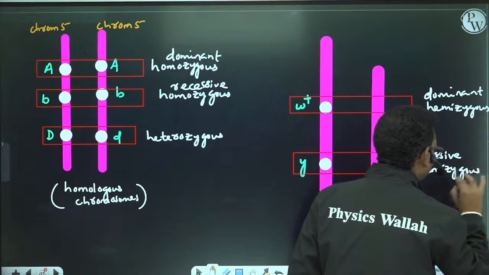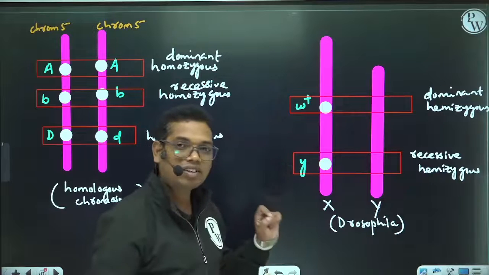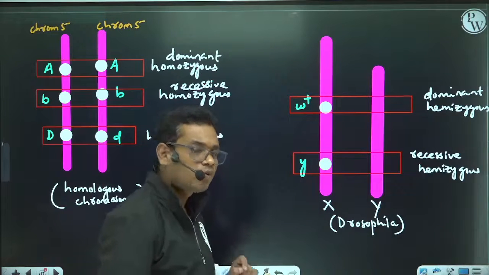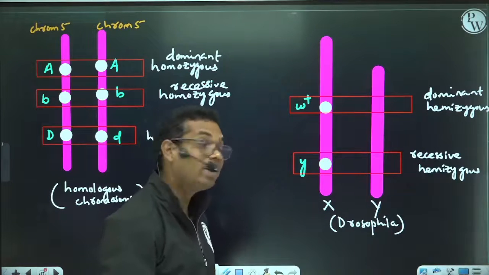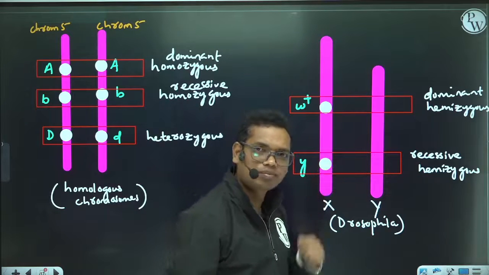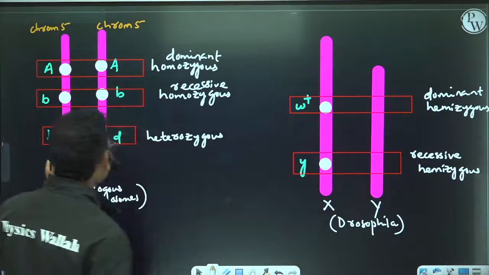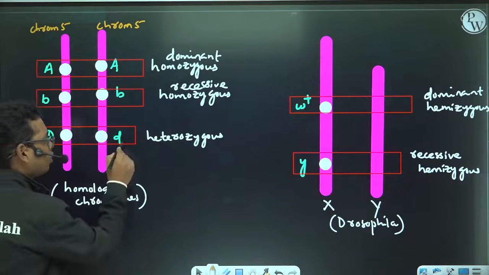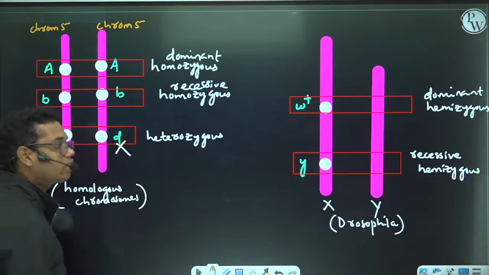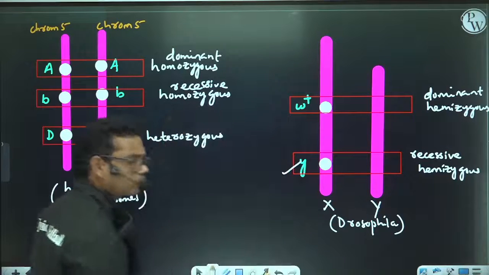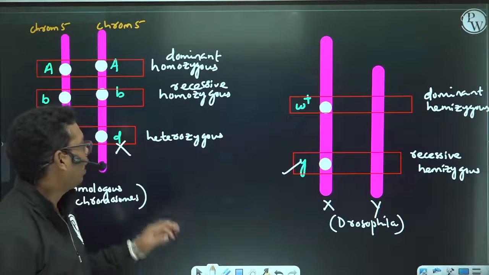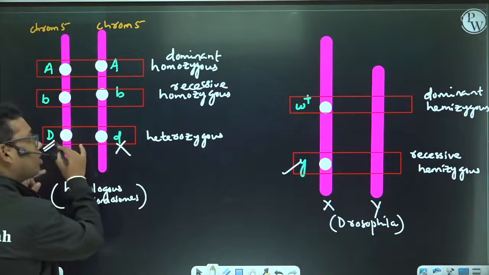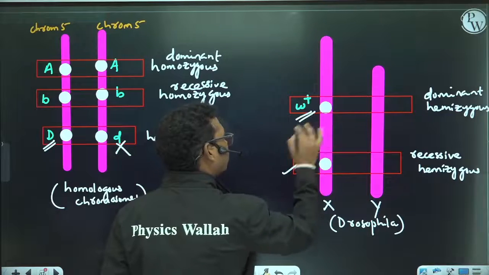When the recessive allele is present in hemizygous condition, it will express itself. But if the recessive allele is present in heterozygous condition, it will not express itself. In this case, the small d will not express itself, but in this case, the small y will express itself. This is the beauty. And in this case, capital D expresses itself. Here also the capital W plus will express itself.